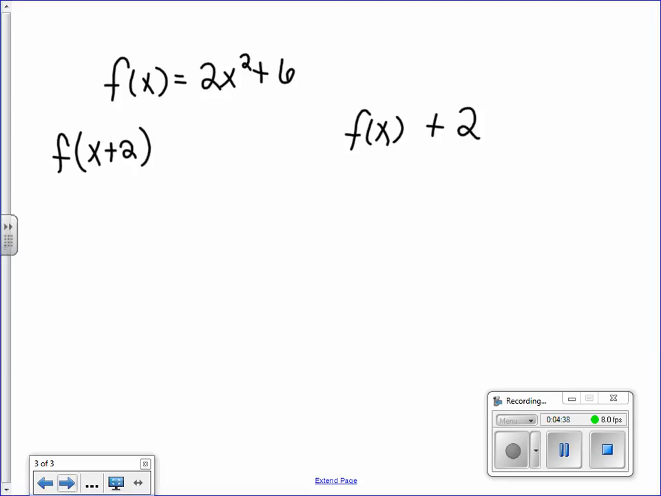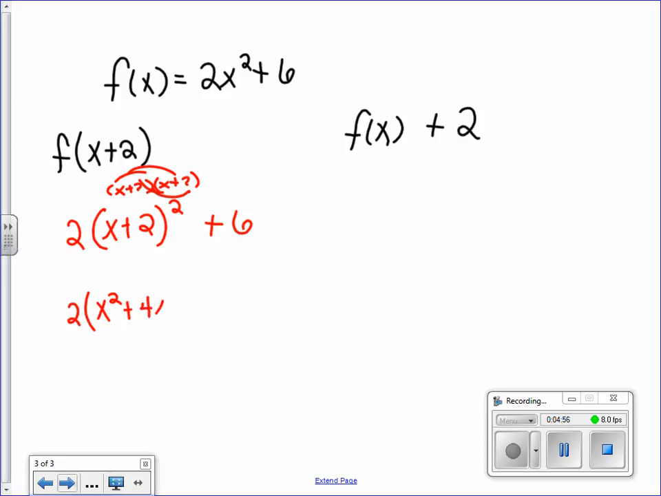Right, this is going to be like 2 times x plus 2 squared plus 6, right? And then you're going to have to do this x plus 2, do all that, and you're going to have 2x squared plus 4x plus 4 plus 6. So on this one, the entire thing is going into x, right? All of that. What's happening over here?